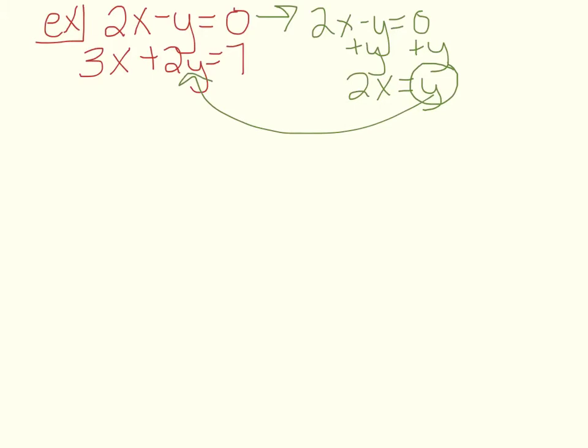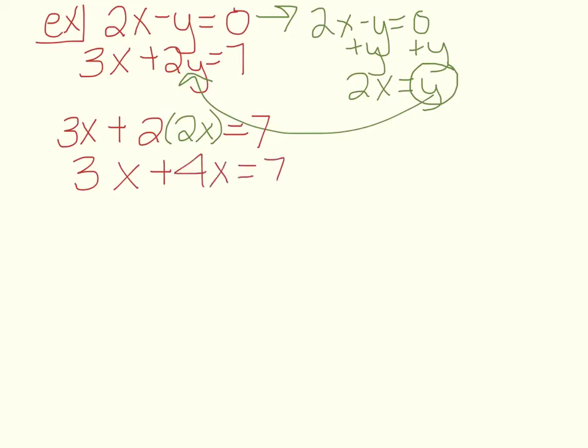So we have 3x plus 2. Now I need to replace this y with what y represents over here. So I'm replacing y with 2x. I know that that has to equal 7. So I took the 2x here and I substituted it in for this y. Now, if I simplify, I see that I have 3x plus 2 times 2x, which is 4x, equals 7. If I add these two together, I get 7x is 7. Divide both sides by 7 to get x equals 1. Awesome, we solved for one variable.